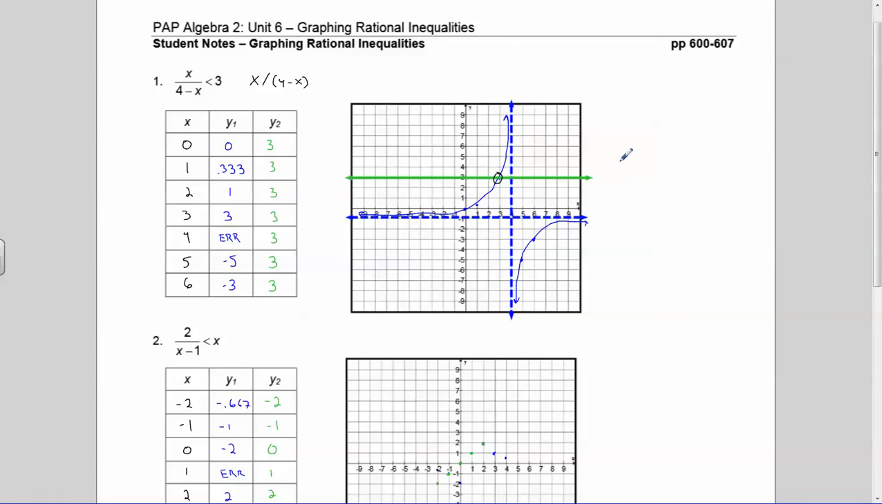The solution here is going to be negative infinity to 3. And note that this is going to be an open bracket because we are looking at less than, not less than or equal to, so we don't want that 3 to be included. Or this stretch from 4 to infinity.